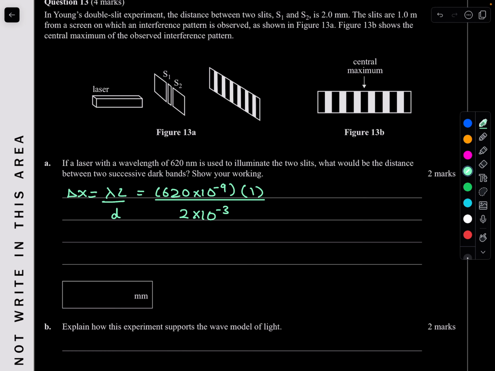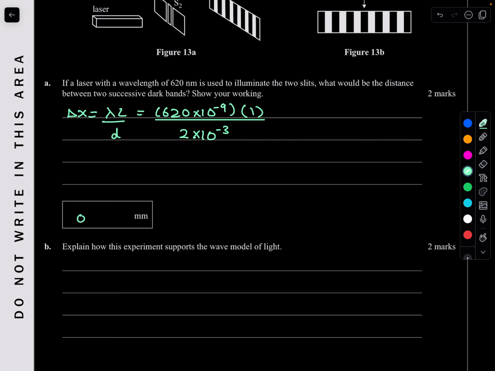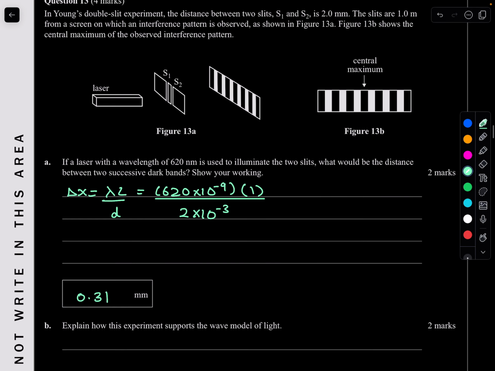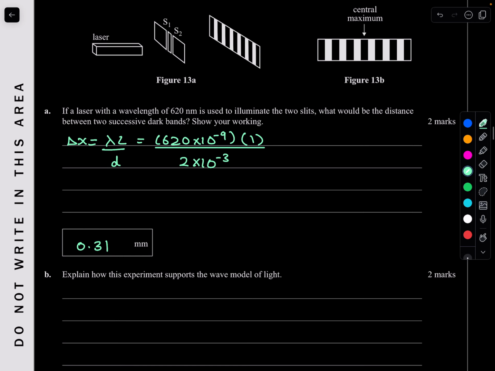620 times 10 to the negative 9, 2 times 10 to the negative 3. And we want it in millimeters, so times 10 to the power 3. We get basically 0.31. I just want to double check if I've made any mistakes. Looks all good. So 620 times 10 to the negative 9, 2 times 10 to the negative 3, and so times 10 to the power 3. Beautiful. That looks all good.